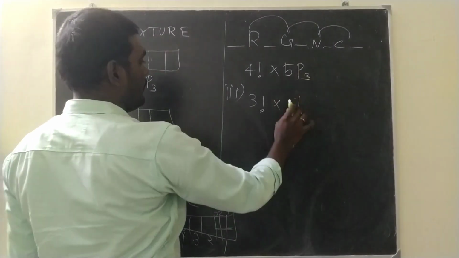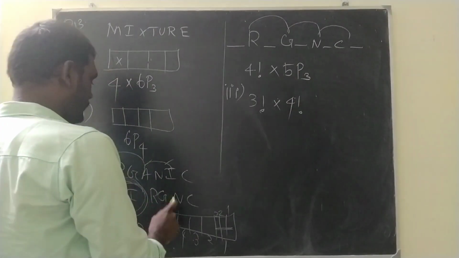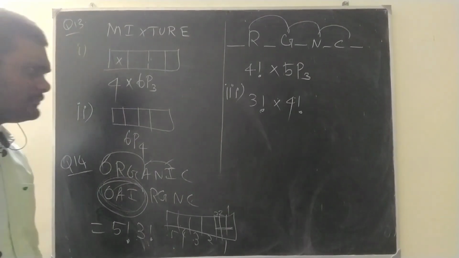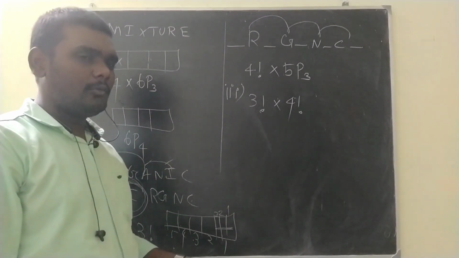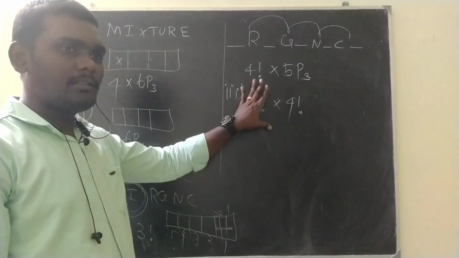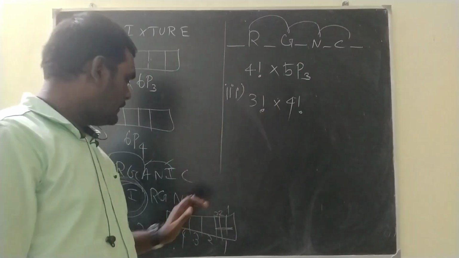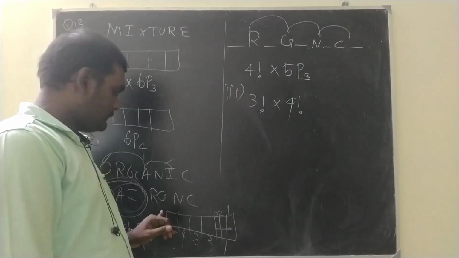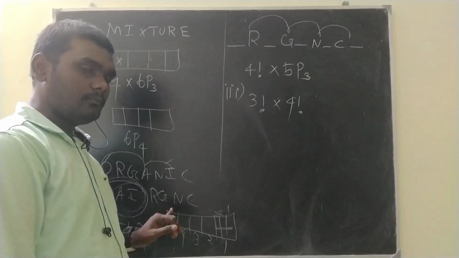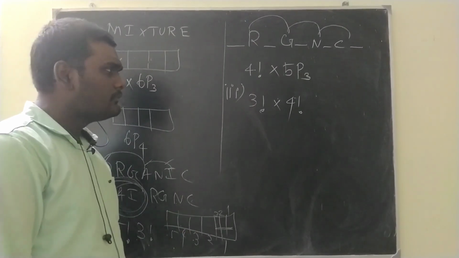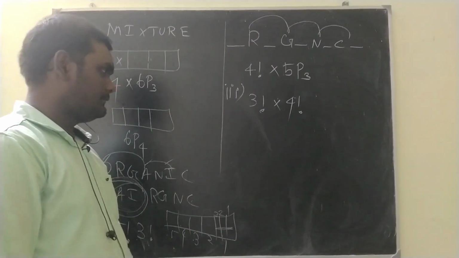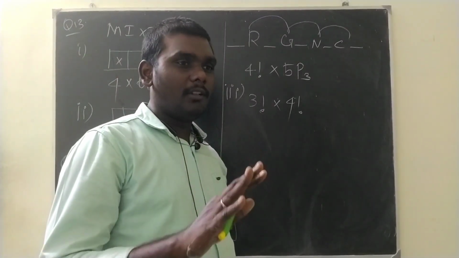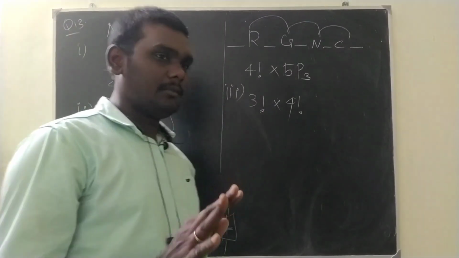4 factorial: 1, 2, 3, 4. Why 2 factorial? 3 vowels can be arranged in 3 factorial ways. Remaining, how many consonants together? See, what is the question? The relative positions of vowels and consonants are not disturbed.